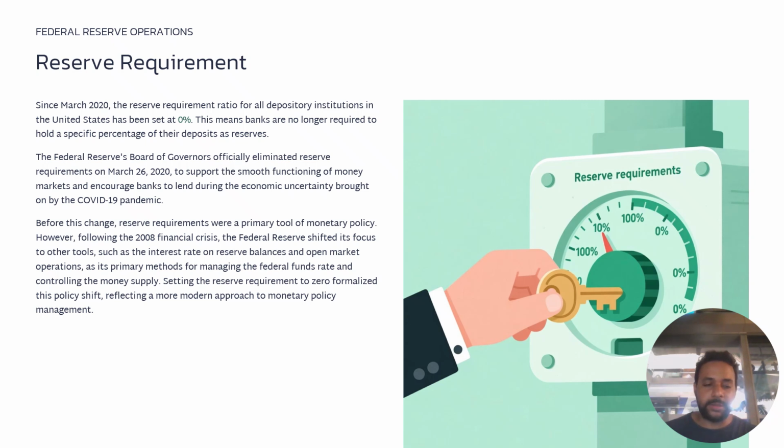The reserve requirement is currently set at 0, since 2020, during the pandemic. This allows banks to have more freedom and do more business. It also means that banks are no longer required to hold a specific percentage of their deposits as reserves.